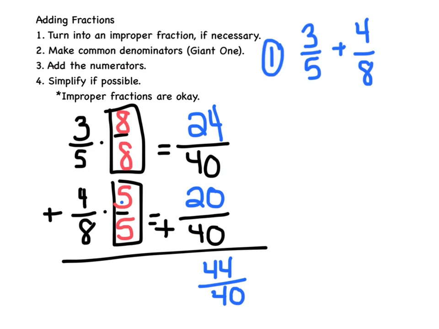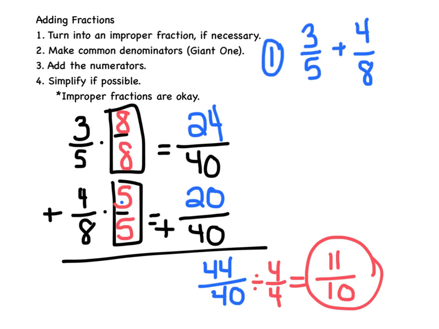Our final step here is to simplify if we can, and I know already I can reduce it because they're both even numbers, so they're both divisible by 2, but I see they also are both divisible by 4, so I'm going to divide both the top and bottom by 4 right away, and I have 11/10. And that's my final answer. Now, I know some of you want to go and turn it back into a mixed number. You can do that. So that would be 1 and 1/10. But it's perfectly fine to keep it as an improper fraction here.